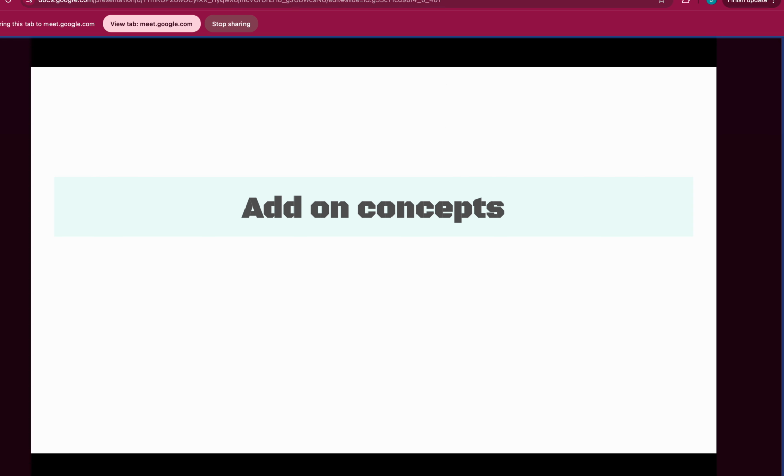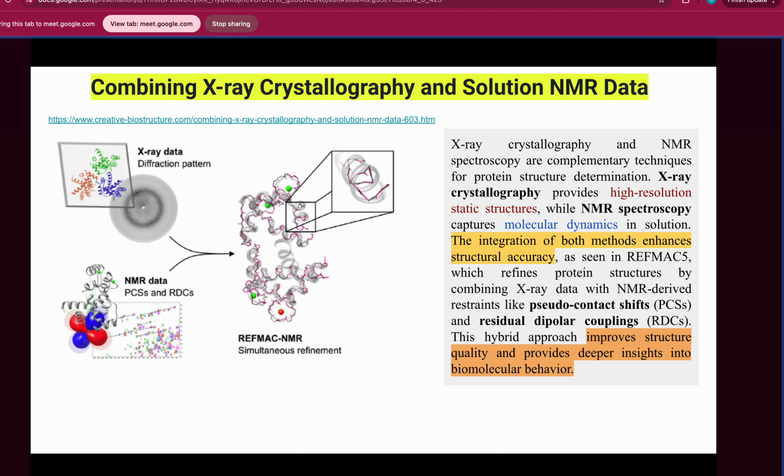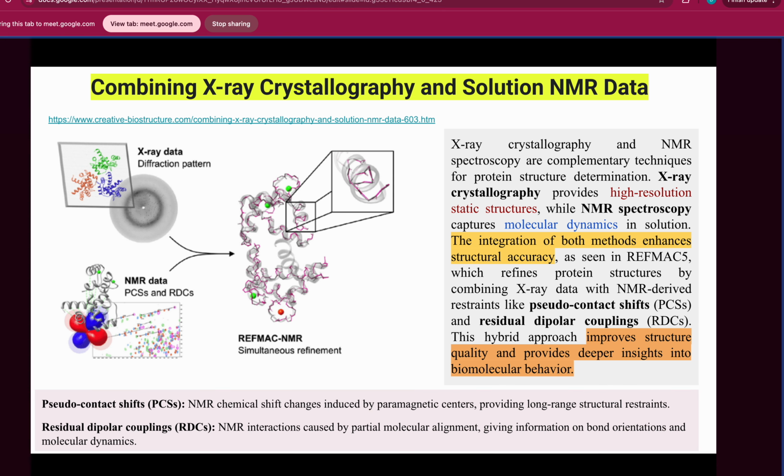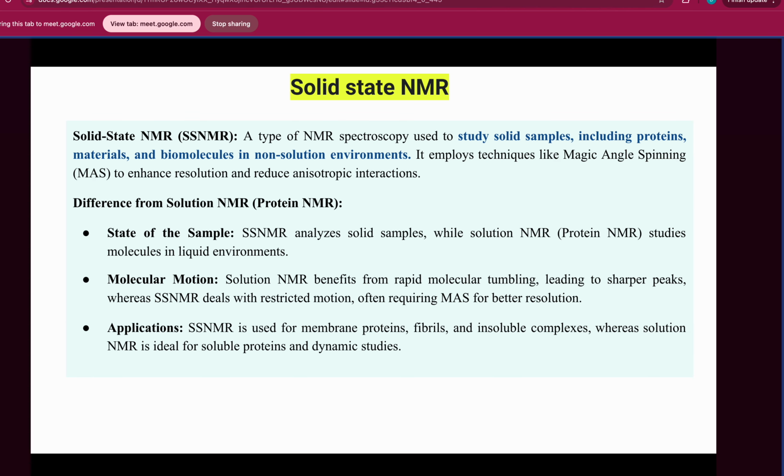Now I have kept some add-on concepts. If you are interested, you can go through these concepts, in which I have discussed that if we combine both X-ray crystallography and solution NMR, then that can give us better results. There are some key points which I have kept here, but looking at the time, I don't have much time to discuss them.